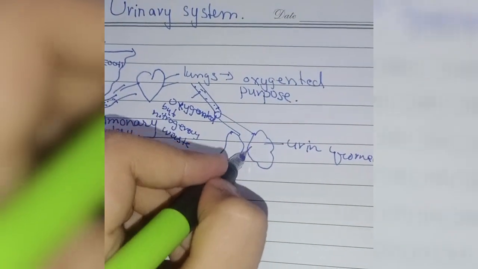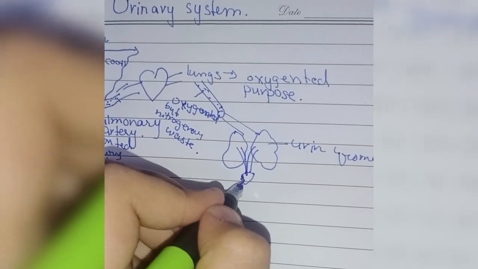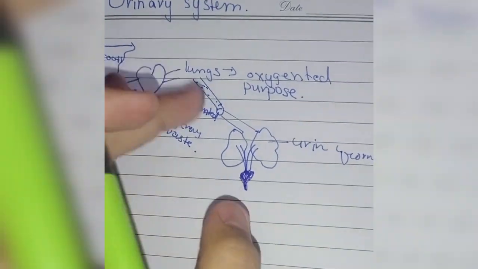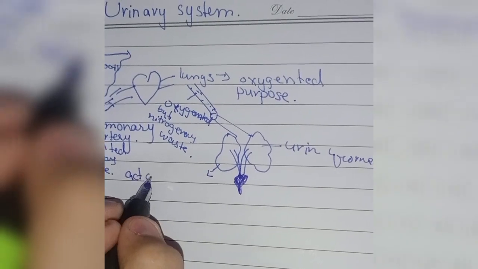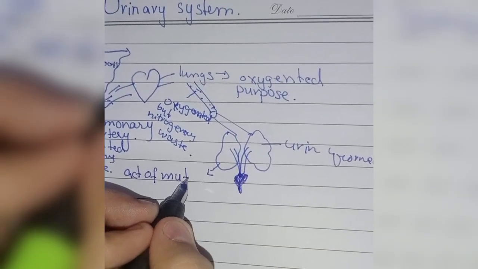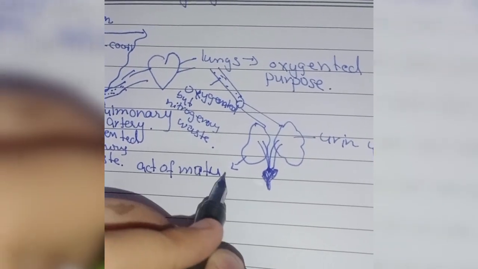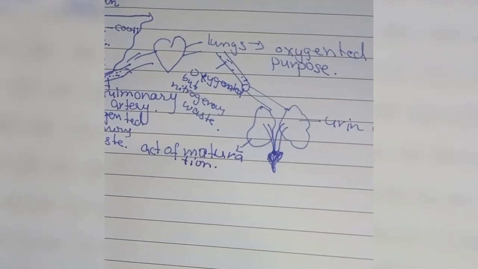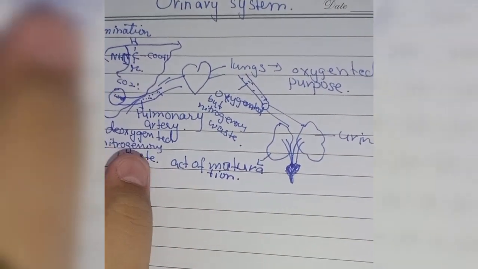Okay, so the urine will go through the ureters to the bladder. The bladder is the muscular bag before the urethra. So this process was the act of micturition.